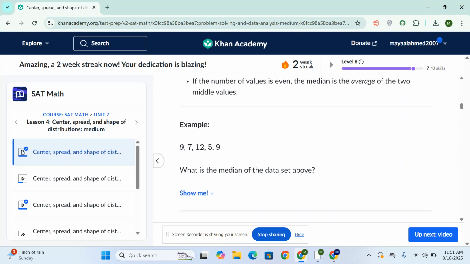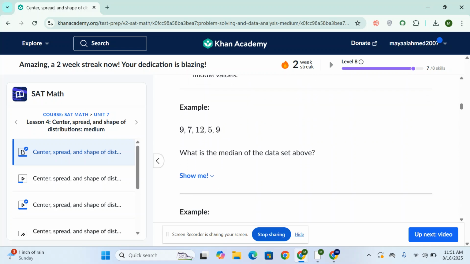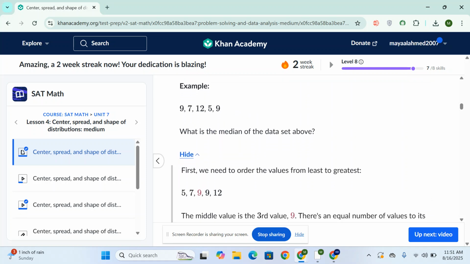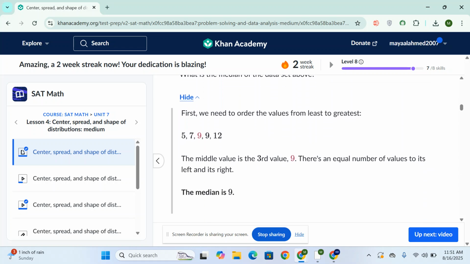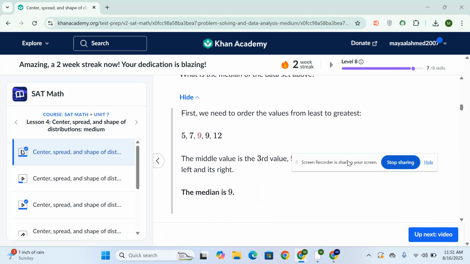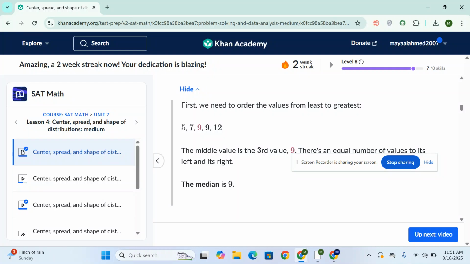So they've shown you some examples. You have 9, 7, 12, 5, 9. First thing to do is you're going to put them in the right order. So you're going to put them in ascending order. So it becomes 5, 7, 9, 9, 12. Because this is an odd number of values, 5, you're just cutting numbers from each side. So 12 gone, 5 gone, 9 gone, 7 gone. In the middle, you have 9, and so that becomes your median.